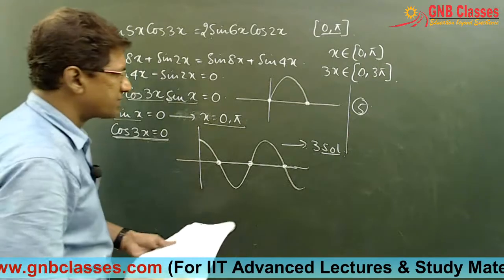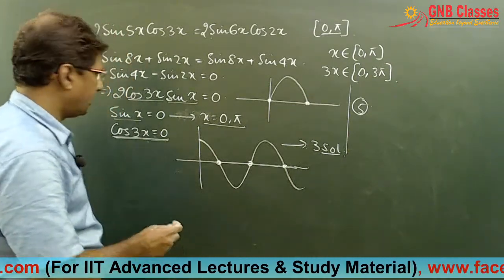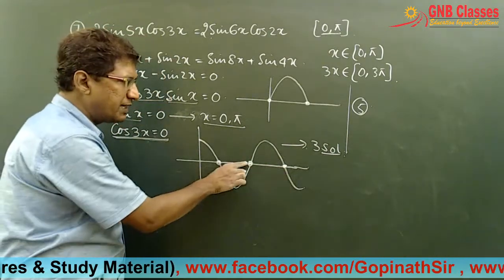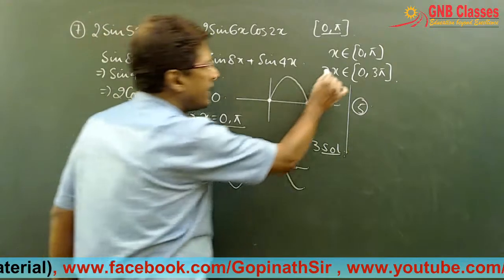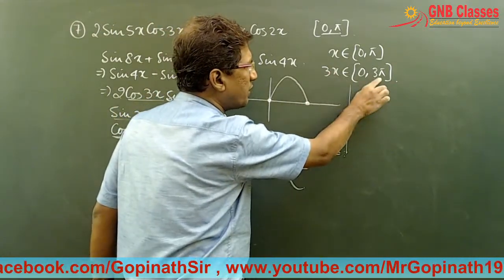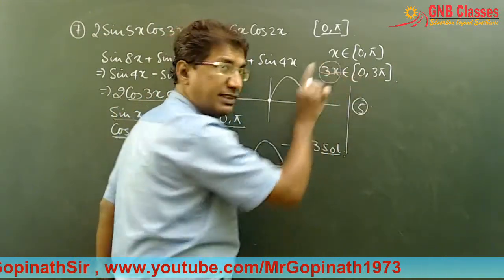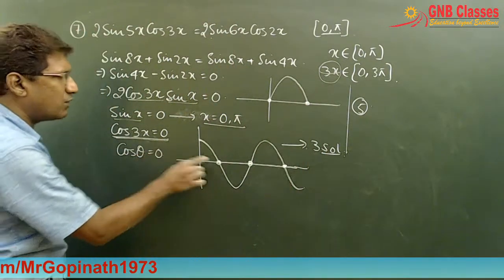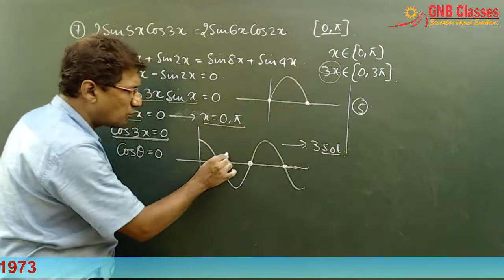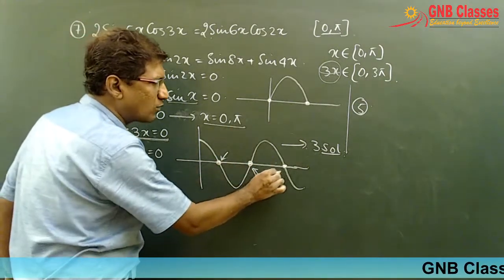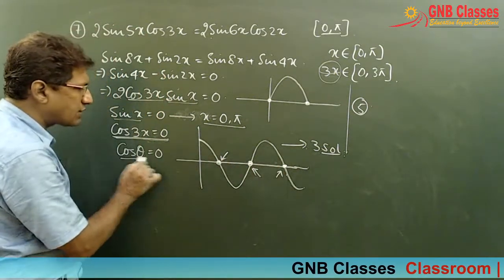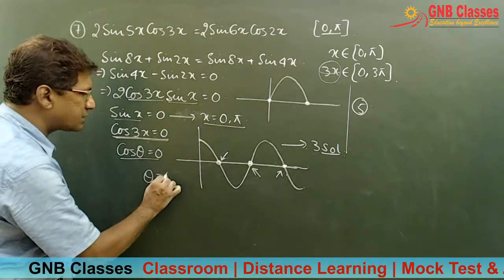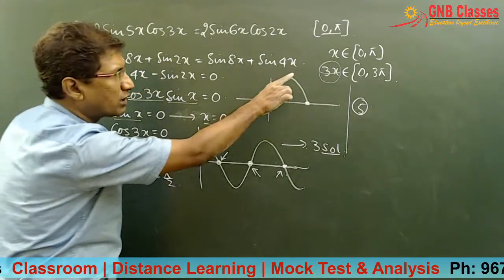Okay, one more thing, let me just tell you, somebody can ask me this question: what will be these points? Can you tell me? What will be these points? See how we solve this one. Here your 3x is lying from 0 to 3 pi. We have treated this 3x as my theta. So in this case, we have considered that cos theta will be 0 in those cases. Now, if we want to find those points, how will we find them? See, this point for cos theta equals 0 is nothing but pi by 2. That is, your theta is pi by 2. Now, theta is what? 3x.